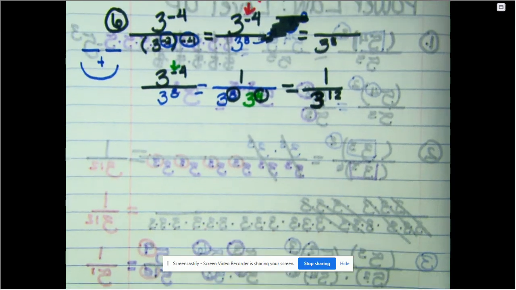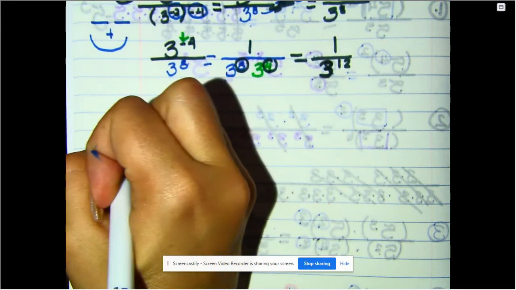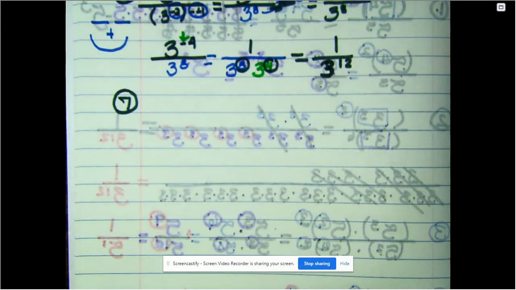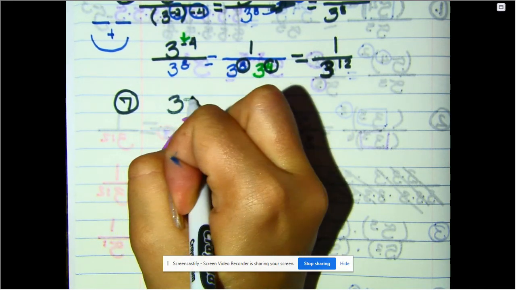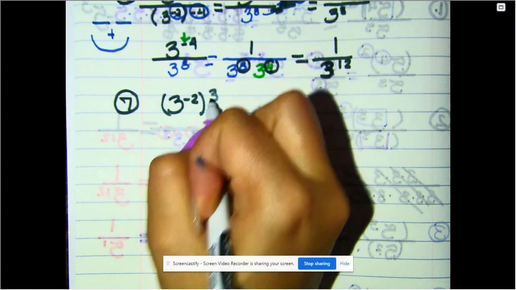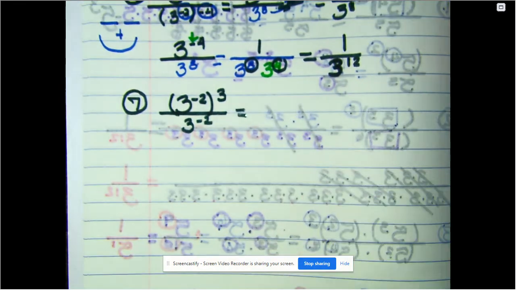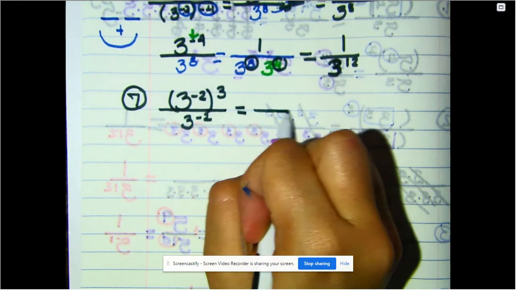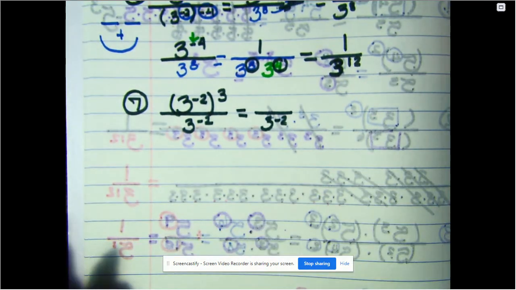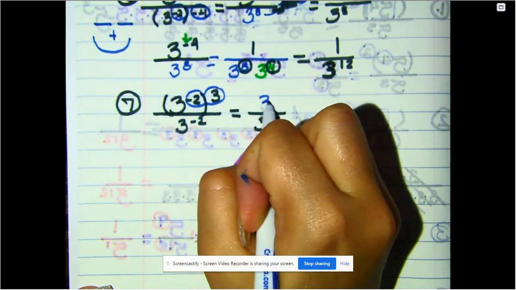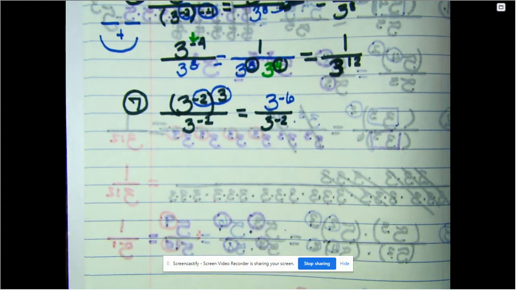Okay, let's take a look at number 7, or example number 7. We have 3 to the negative 2nd power raised to the 3rd power all over 3 to the negative 2nd. Okay, let's take care of the power law first. So I'm going to leave the negative exponent alone on the bottom just for a moment. Power laws are power to a power. So that's 3 to the negative 6th power, because negative 2 times 3 is negative 6.